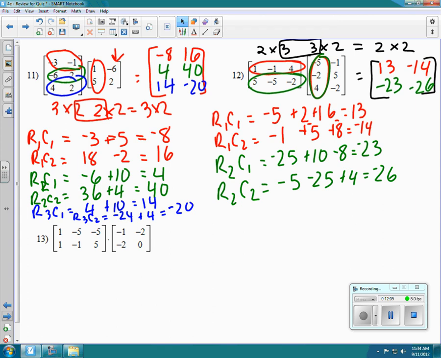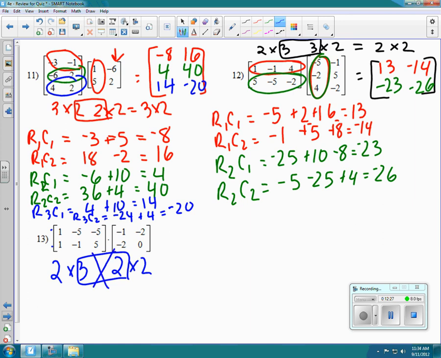Last but not least, I'm going to do number 13. I'm going to check, first of all, that it will work. So I have 2 rows and 3 columns. And I have 2 rows and 2 columns. Due to the fact that there is not the same number of columns in the first one as there are rows in the second one, these don't match, and this is undefined. That's what the directions on the top said to write. You write undefined or not possible. That's the same thing.